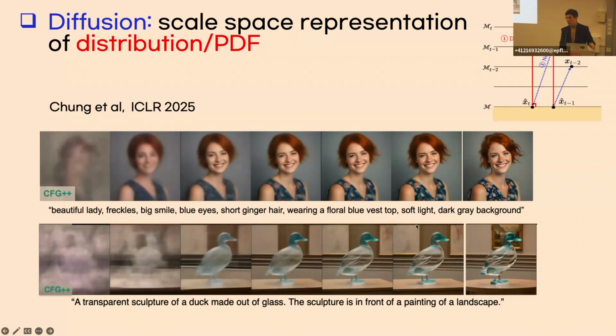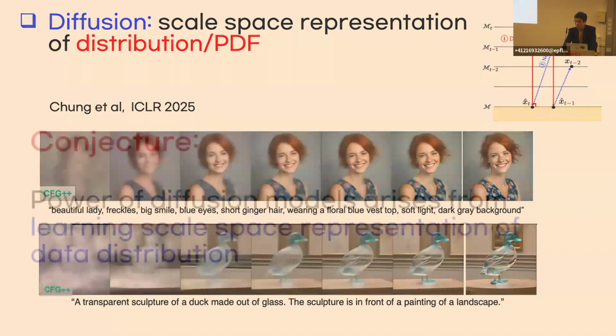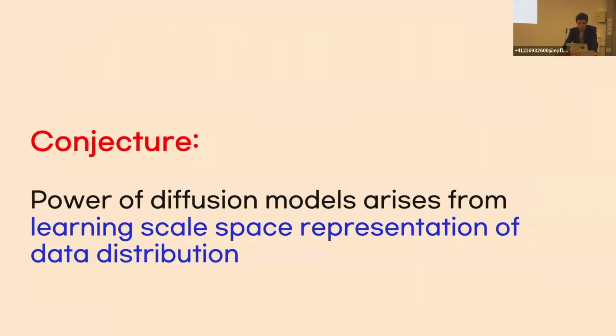So you can see that what's going on in the diffusion process is this kind of multi-scale representation, but not in the sample space, more like in the distribution. Based on this understanding, I can say that the power of the diffusion model may arise from learning this kind of scale space representation, not of single images but of the data distribution. By understanding that, you can have something much more powerful. Also, we can use a lot of classical tools for multi-scale analysis for these diffusions as well.